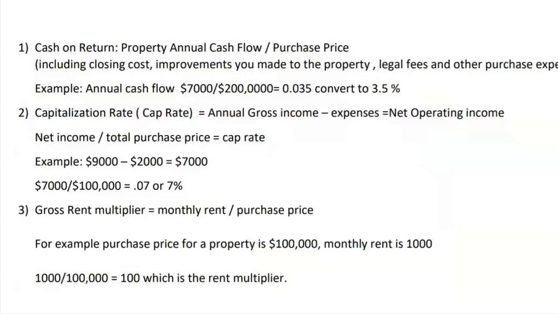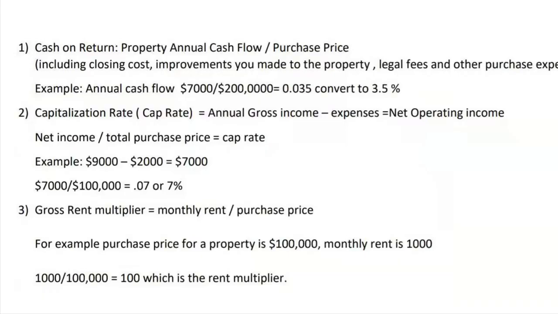You could also use the capitalization rate, or the cap rate, where you take the annual gross income minus all your expenses, and then you get net operating income. Then you divide the net operating income by the total purchase price, which gives you the cap rate. For example, a property generates $9,000 income, and you subtract $2,000 expenses, so you have $7,000. Then you take the $7,000 divided by the $100,000 you put in to purchase it. Then your cap rate is 7%. 7% is a pretty good cap rate, because a good cap rate on an investment property is between 4 to 12%.